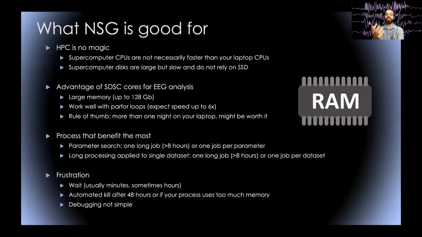So that's the perfect application for NSG, where you would either submit a long job that's going to take 48 hours to calculate, which is the limit. And by the way, you can't run a job that's longer than 48 hours. Or you're going to run multiple jobs, each taking an hour, but you're going to run 30 of these jobs, for example, one with each parameter.